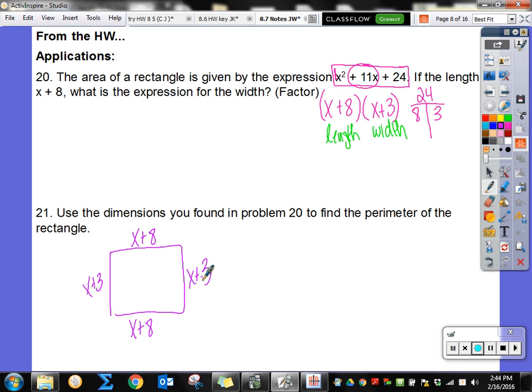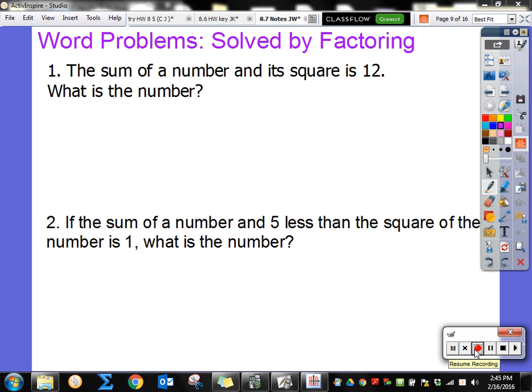So I'm going to do all my x's first. So that's 1, 2, 3, 4x. So the perimeter equals 4x. And if I add all of those up, 32, 22, thank you. 4x plus 22, it would be the expression for the perimeter.